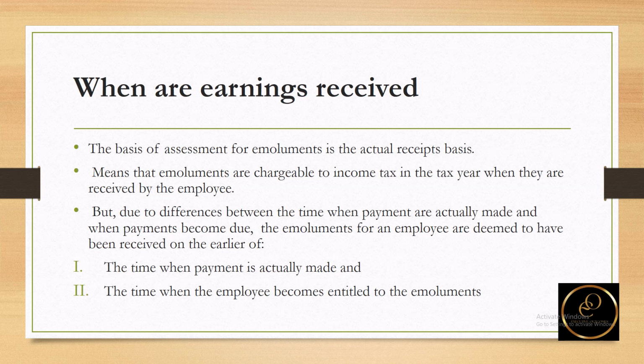If the management has decided to pay an employee, say in September, and the payment is actually made, say, in October, in this regard the emoluments will be deemed to have been received in September, because that is the time when the employee becomes entitled. That is the earlier of the two.